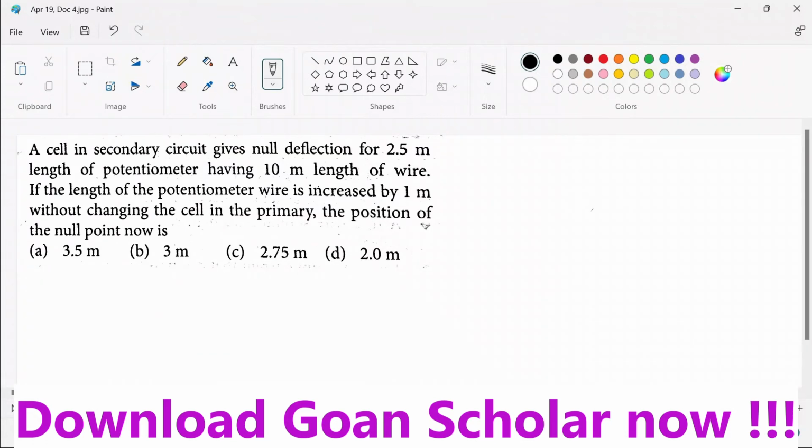A cell in a secondary circuit gives null deflection at 2.5 meter length of a potentiometer having 10 meter length of wire. I hope you are familiar with these things because experimentally you have done the potentiometer. So the length of the wire is 10 meter, length of the potentiometer wire. And what is this 2.5 meter? This is the point at which you press the jockey to get null deflection. No current is flowing in the circuit, right? If the length of the potentiometer wire is increased by 1 meter without changing the cell in the primary, what will be the position of the null point?